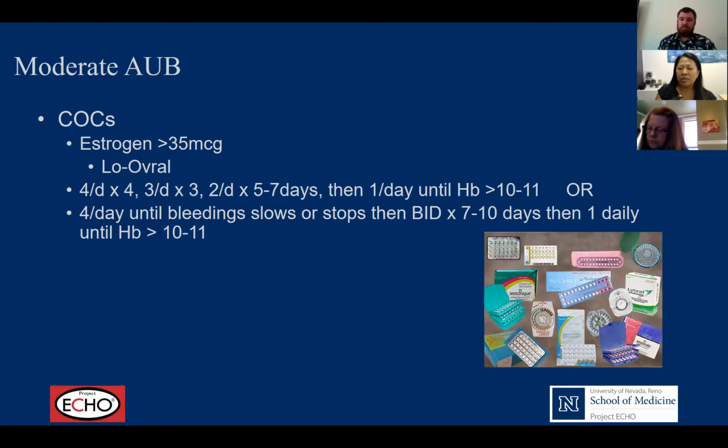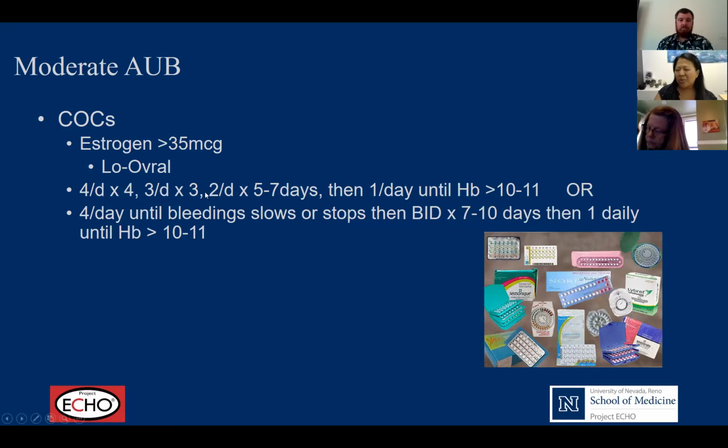The problem is with the lower estrogen pill, they tend to have a lot more breakthrough bleeding. There's less control with the lower estrogen pill, so I tend to go with the higher estrogen pill. My preference is Low-Ogestrel. Again, I don't get any kickbacks from that. It's because the progesterone in Low-Ogestrel, for whatever reason, helps stabilize the endometrial lining a little bit better than the other pills, but you can actually use any pill, whatever insurance will cover. If you want to get them to stop bleeding right away, there are 2 methodologies.